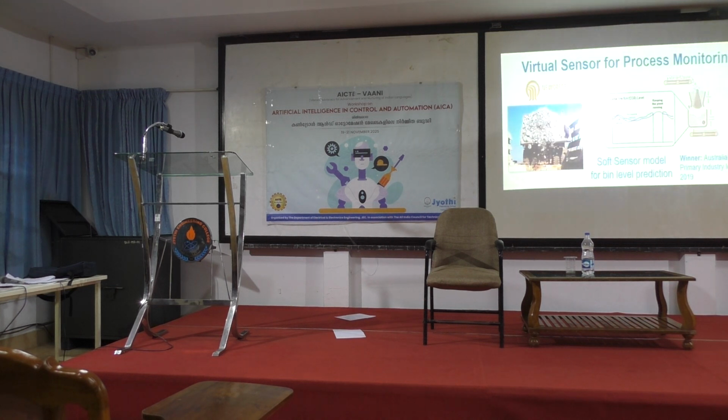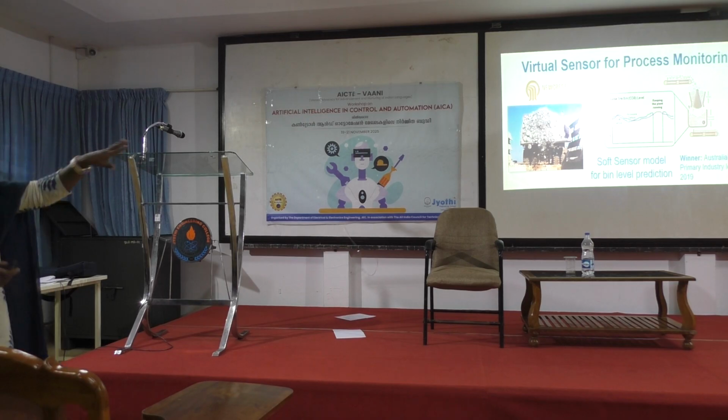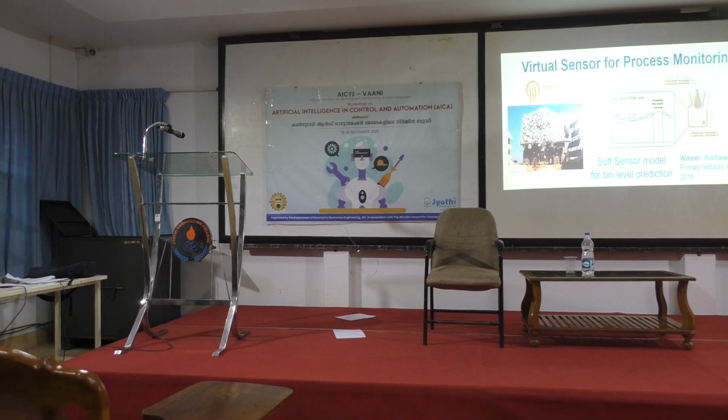Then process monitoring. Here it is used to measure the bin level prediction and the conveyor movement in the thermal power plant. How much coal is stored in that place, they measure using the image itself, along with sensor data and the image. How much the bin level, how much the coal, and the conveyor, everything they are using. Now virtually they can monitor. It is a soft sensor model for bin level prediction.